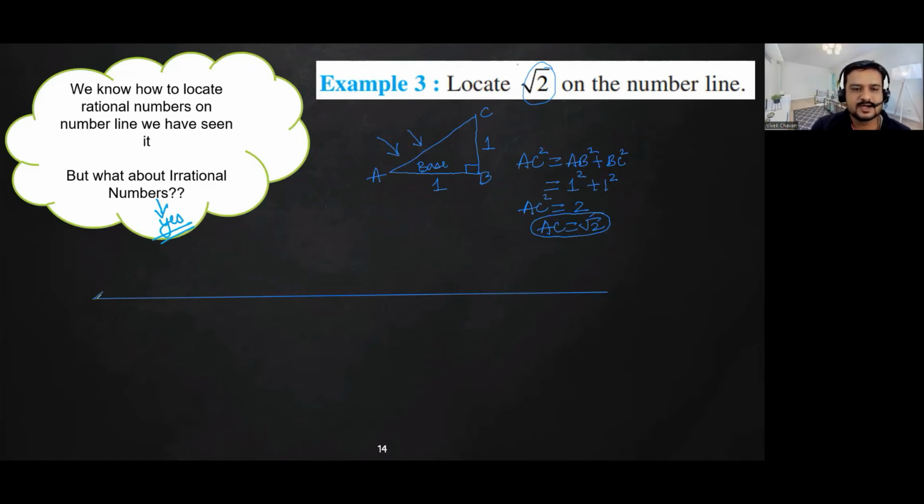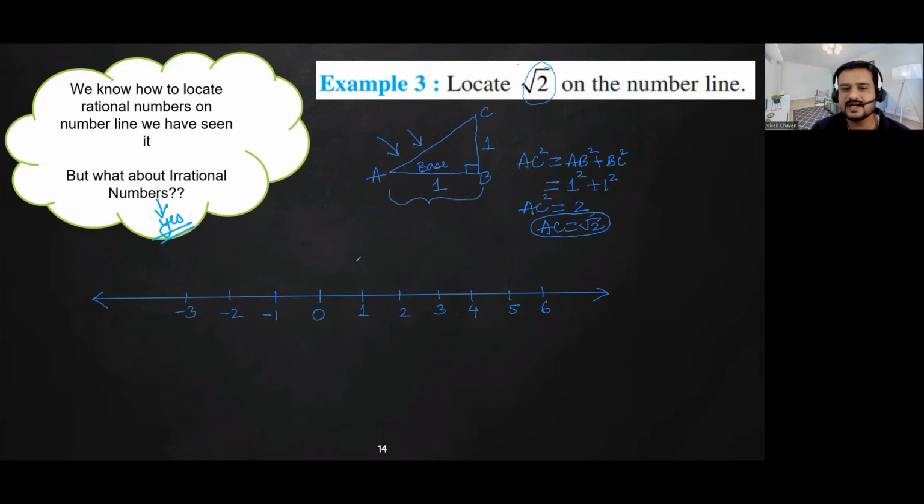So first draw a number line, mark 0 here, take 1 centimeter distance, mark the numbers 1, 2, 3, 4, 5, 6. Okay, this side negative integers -1, -2, -3. Okay, after that what is the base of our right angle triangle?